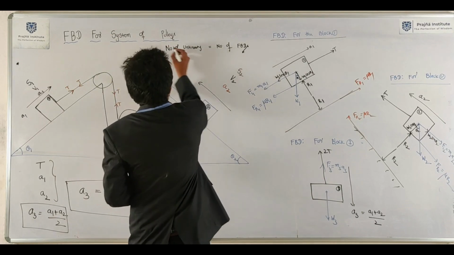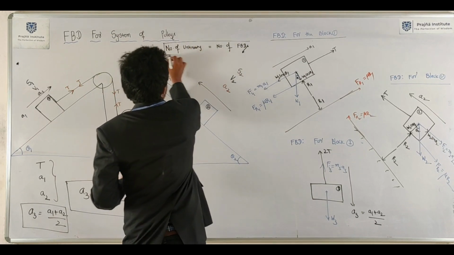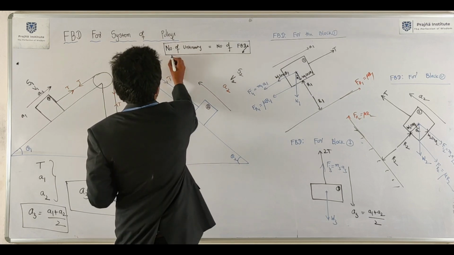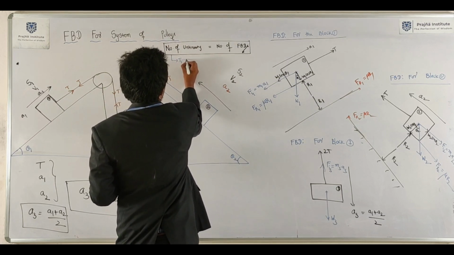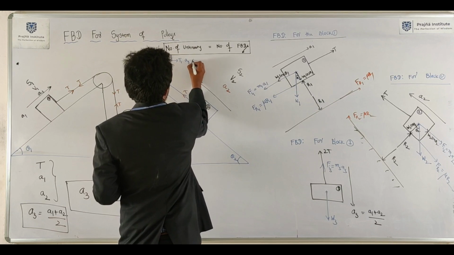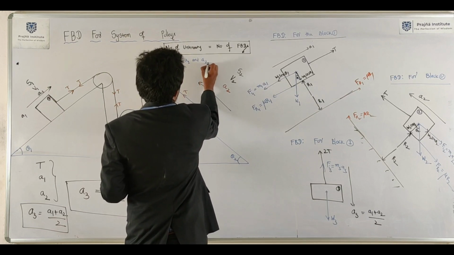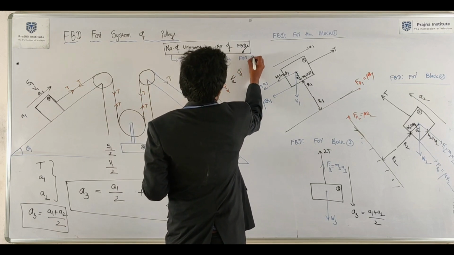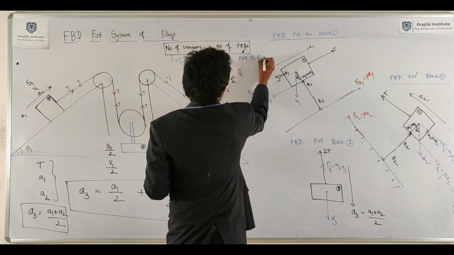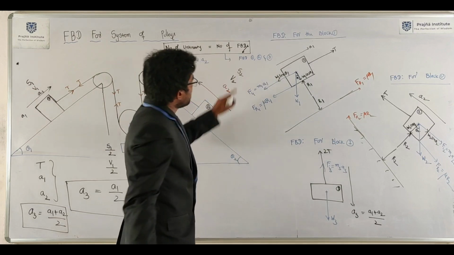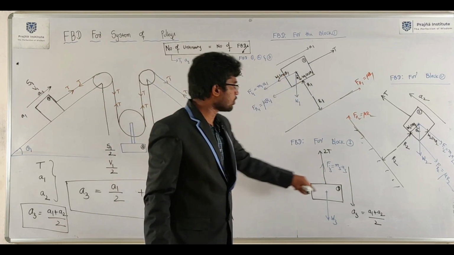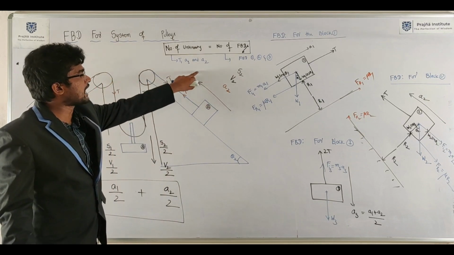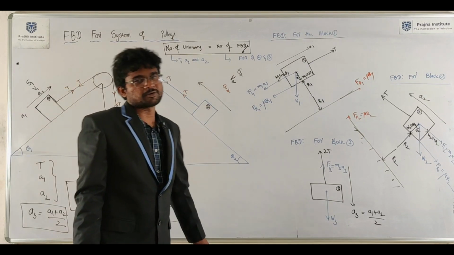So here, number of unknowns. What are they? Tension T, A1 and A2. Here FBD 1, 2 and 3: FBD for block 1, block 2, block 3. Three block free body diagrams and 3 unknowns. You can happily solve the problem.